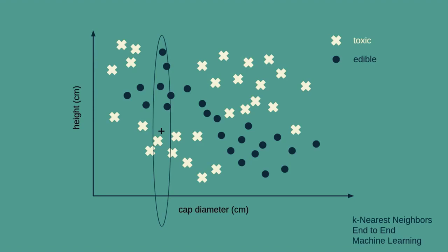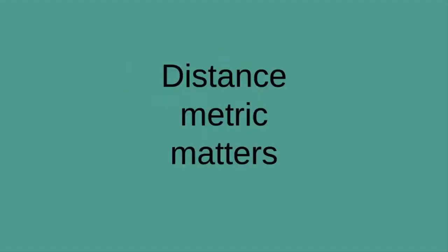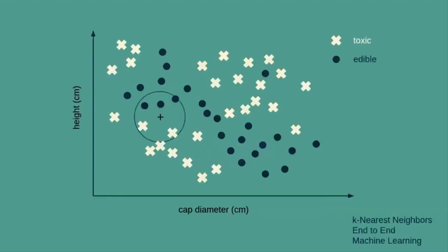Another thing that makes a difference in k-nearest neighbors is your distance metric. So not just feature scaling, but how you combine those features to make a distance. So imagine in our little space here with just two measurements, height and cap diameter, we have a circle here that represents our neighborhood, our closest neighbors.